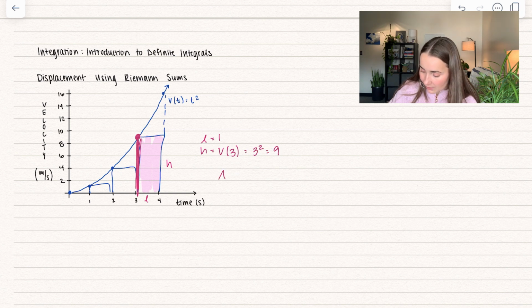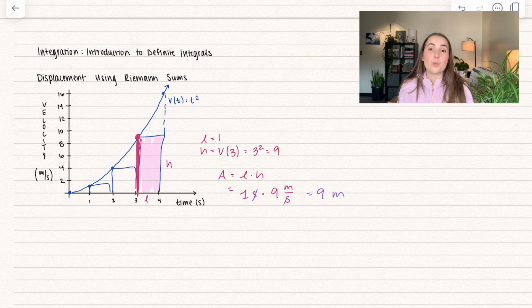So now I know the area is going to be the length times the height. So let's go ahead and plug that in. We have 1 second, and we're multiplying that by 9 meters per second. So notice here that the seconds cancel out, and we're just left with 9 meters. So when we integrate velocity, when we integrate the speed, we get position.